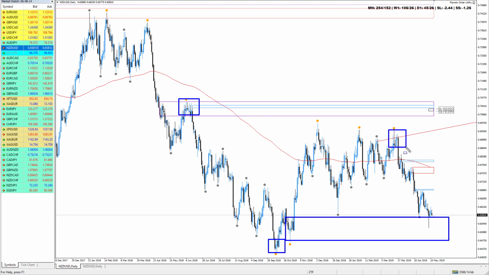Okay, we have this one here. Price has not been back to this one here. We have this. We have this. Okay. We have this one, this one, this one, and this one. Remove those. So we have this one here. A little bit messy. Looking like that.